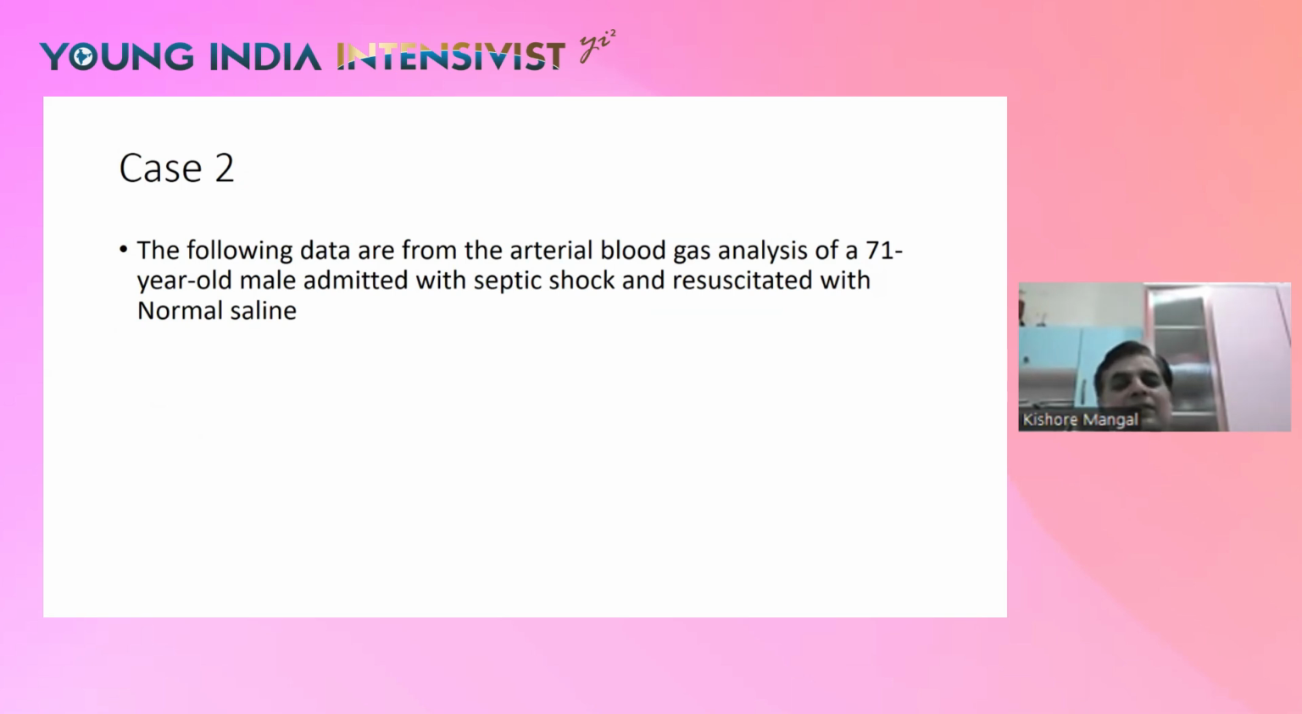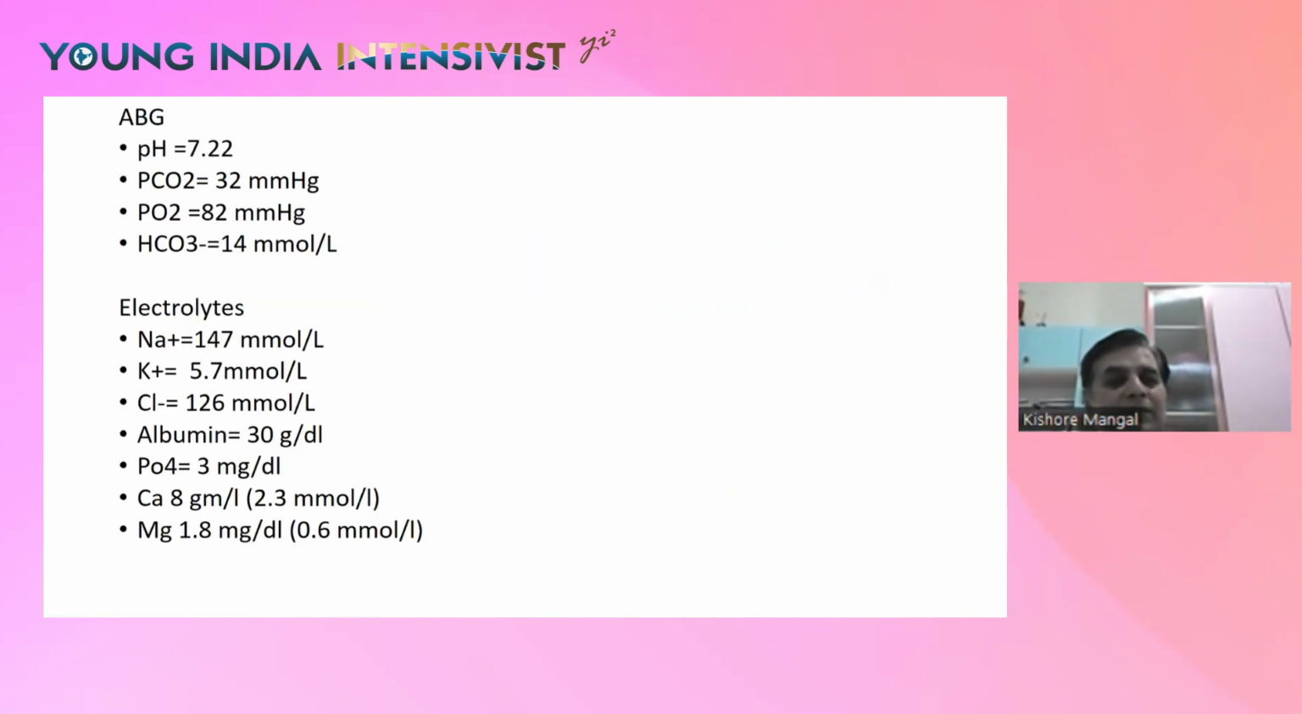We see another case. The following data from the arterial blood gas analysis of a 71-year-old male admitted with septic shock and has been resuscitated with normal saline. Okay, we see the ABG: 7.22, PCO2 32, PO2 82, bicarbonate 14, electrolytes are there. We see here that there is acidosis, and majorly it is metabolic acidosis. Patient is trying to compensate by having a little bit of respiratory alkalosis, but this is not fully compensated. Okay, so this is our traditional answer.